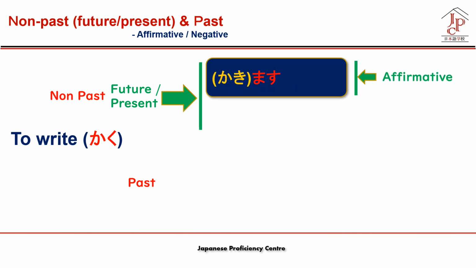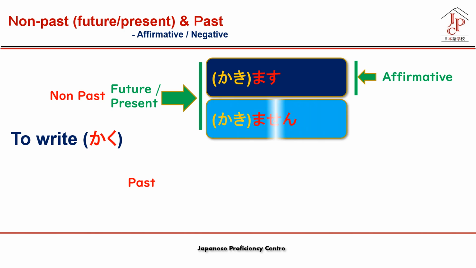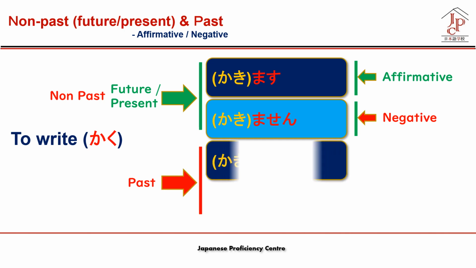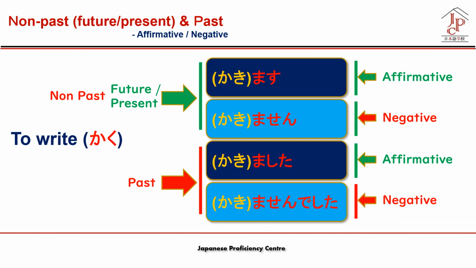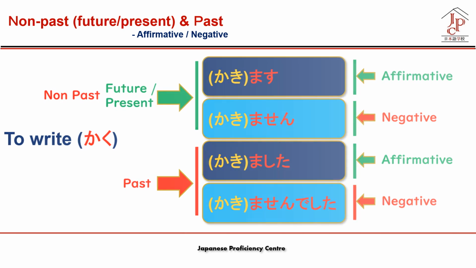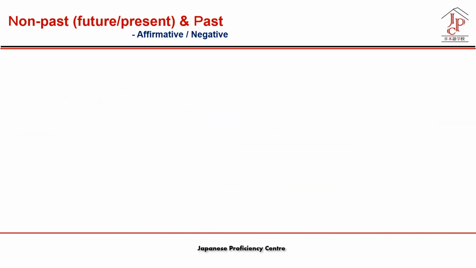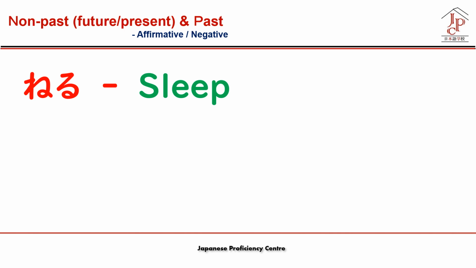Suppose if you want to negate and say I don't write, then you have to use masen instead of mas. The past affirmative is kakimashita. The past negative is kakimasen deshita. Let us pick up one more verb, neru.